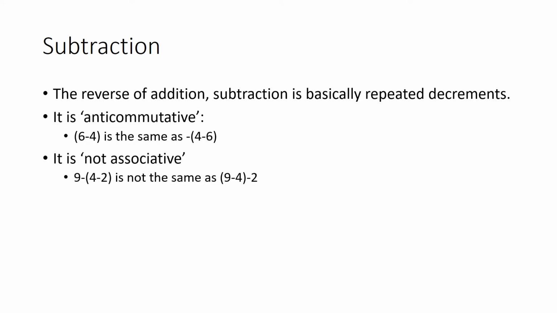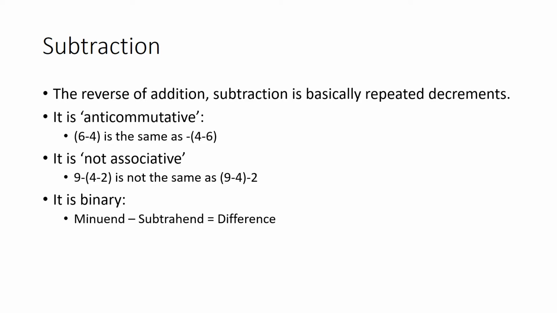It's not associative, so if you have three numbers, one being subtracted from the next, the order you do the subtraction in does matter. For example, on the left there, 9 minus brackets 4 minus 2. Well, 4 minus 2 is 2, so that's 9 minus 2, which is 7. It's not the same thing if you do it the other way around. If you do the 9 minus 4 first, like on the right-hand side example, 9 minus 4 is 5, 5 minus 2 is 3. You get a different answer, so it's not associative.